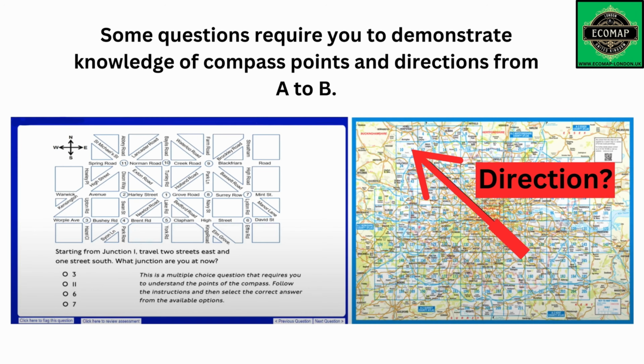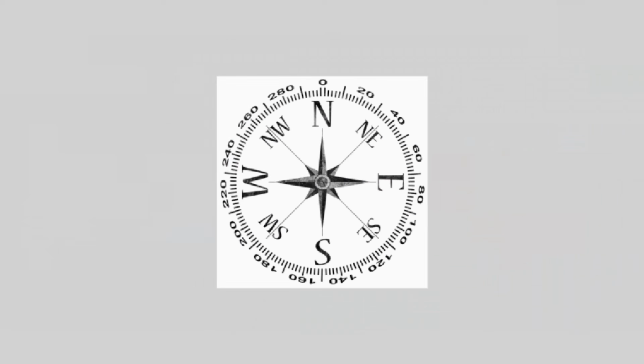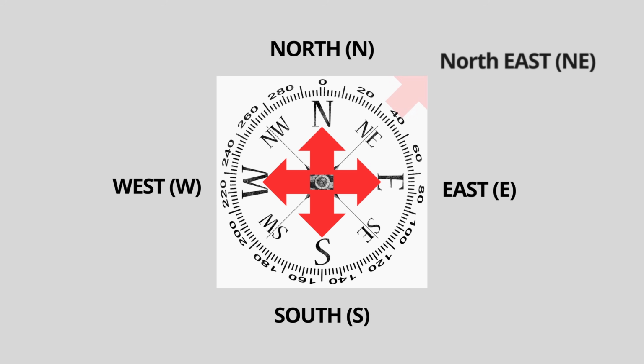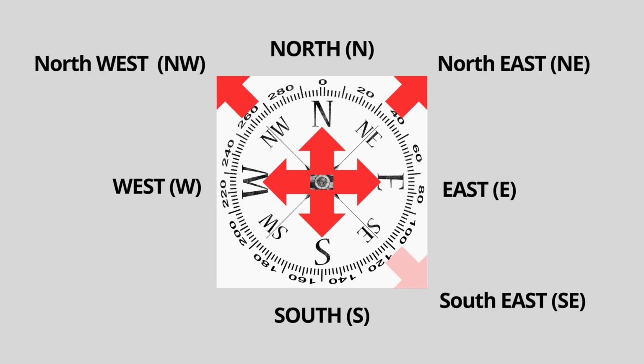Other types of questions require you to demonstrate knowledge of compass points and directions from A to B. This means that you must learn the compass points before the assessment, and the following guidance will help you to do that. The compass has 4 main points as follows: north, south, west, and east. Then we have 4 other points in between the main 4 as follows: northeast, northwest, southeast, and southwest. It is very important that you memorize this guide, as questions will be based on the compass points, where you will need to identify locations based on this.